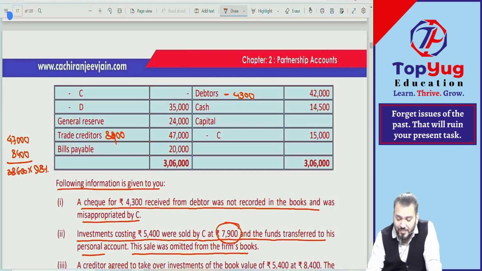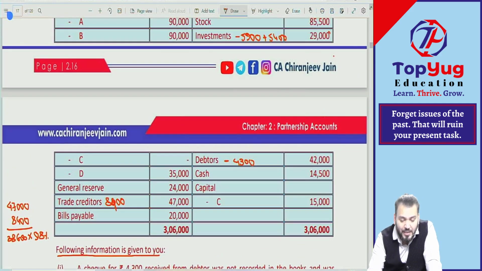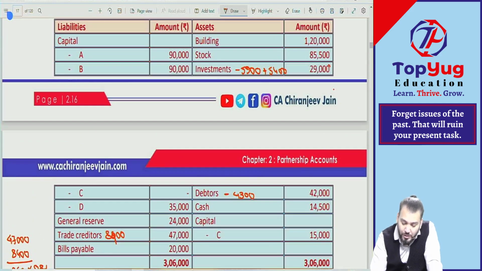The other assets realized, what they have given. Building is given at 105%. Now don't calculate, you can calculate. Stock, 78,000 given. Then investment: the rest of the investment was sold at a profit of 4,800. Understood? Rest, so 29,000 minus what? Minus 5,400. How much is it coming?